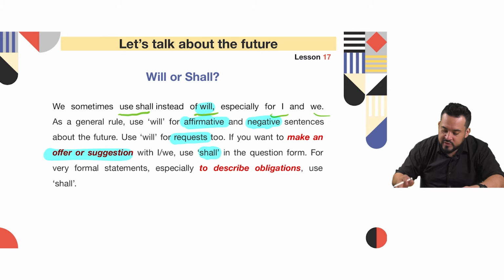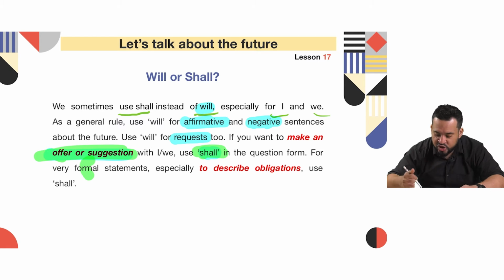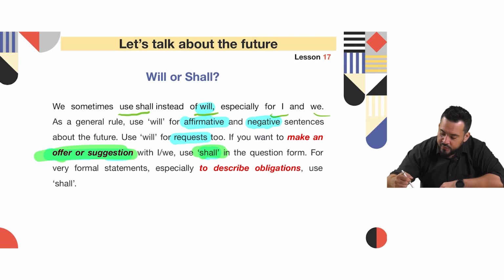Okay, let's change the color of the highlight, so you will tell the difference. So if you want to use shall, we use shall to make an offer or to make a suggestion in the question form. For very formal statements, especially to describe obligations, use shall as well, but it's very formal.